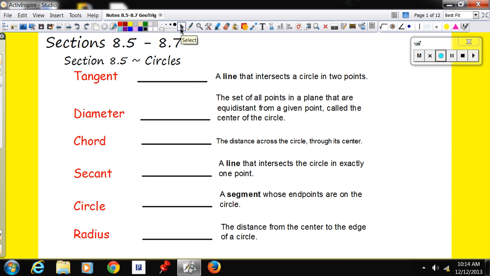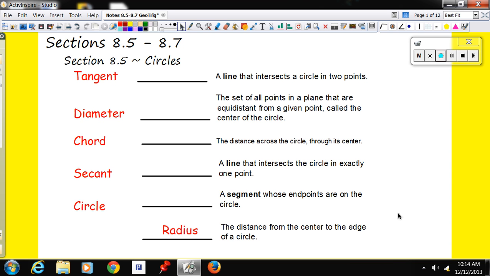Got tangent, diameter, chord, secant, circle, radius. Radius. What is a radius? That's not a radius. It would be half of the distance across the circle, right? So it's probably going to be like the bottom one, the distance from the center to the edge of a circle. So what you want to do is write radius on that line right there. That is a radius.